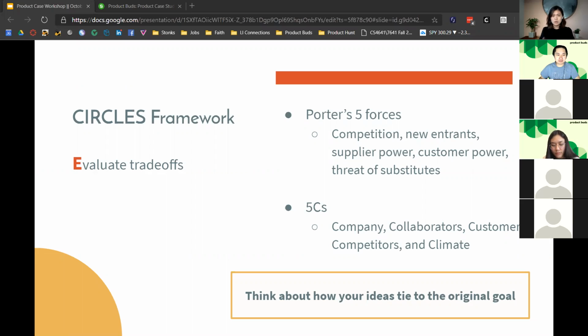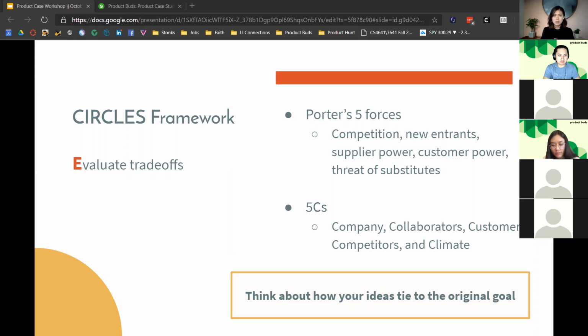But basically, if you hit all of these things, say for the 5 C's: company, collaborators, customers, competitors, and climate, or even if you hit just three or four of them, it shows that you're thinking in a very strategic way, right? For the company part, you're thinking, why this company? Why should Microsoft do it? Why should Google do it? Why should Spotify do it?